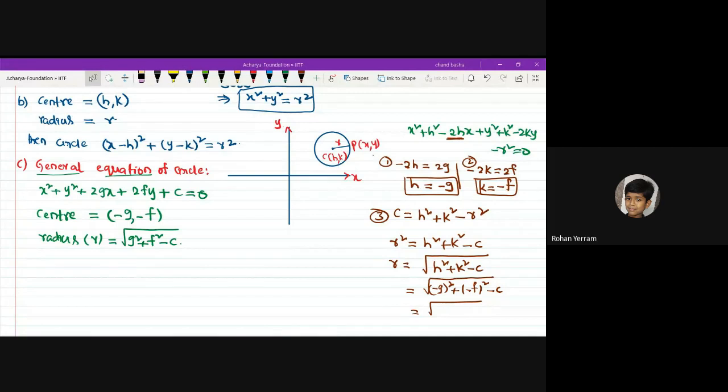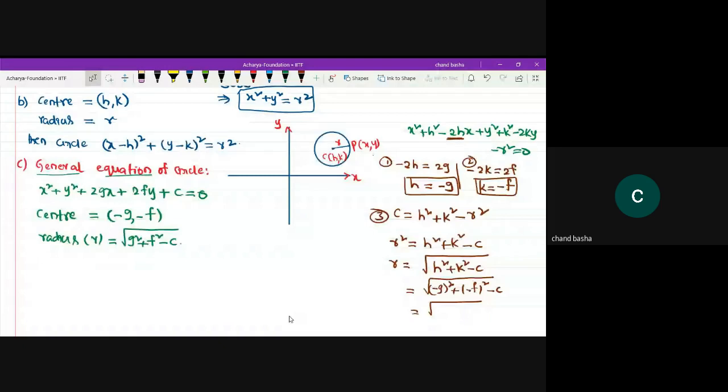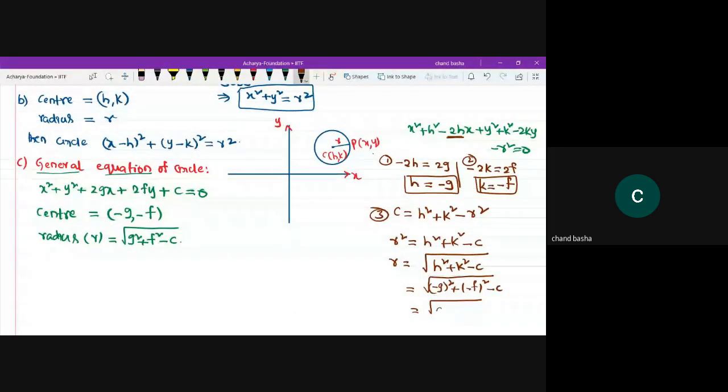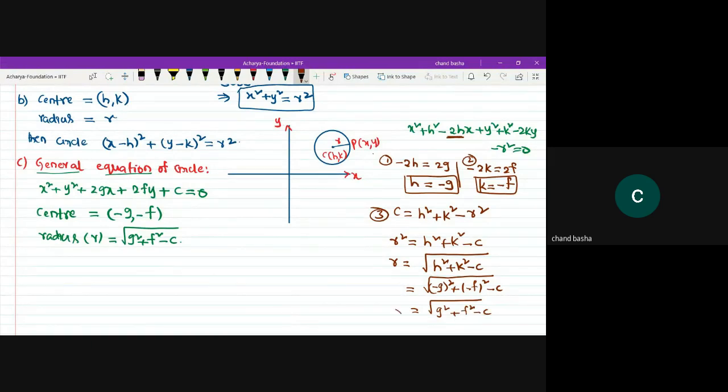Sir, why did we take the center as minus g, minus f? Yashwant Sai, can you please rejoin the class? Yashwant Sai, just rejoin the class. The root of g square plus f square minus c is the radius of the given circle.